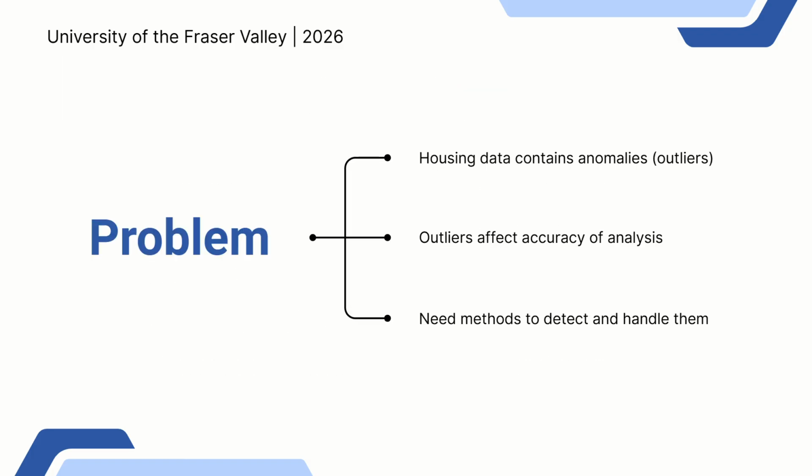The main problem is that housing data often has outliers. Outliers are values that are very different from the rest of the data, and these can make the analysis less accurate and sometimes misleading. So we need good ways to detect and handle these outliers.